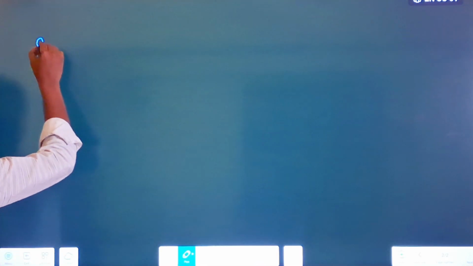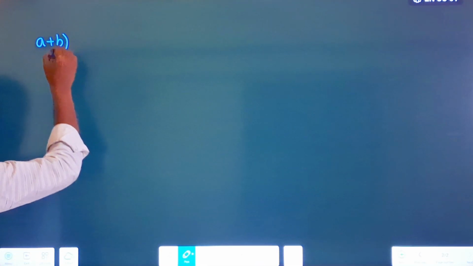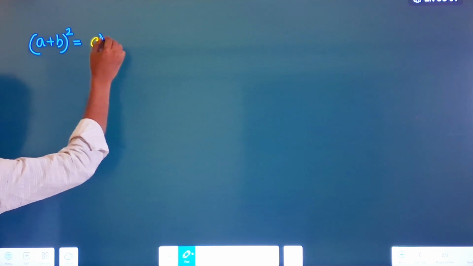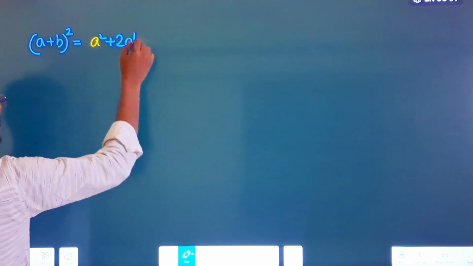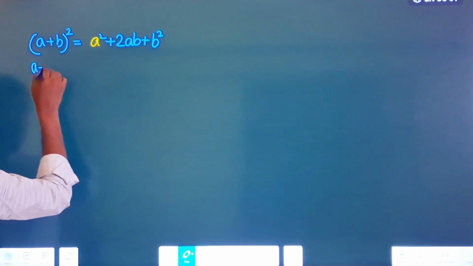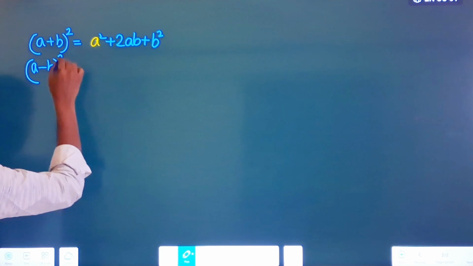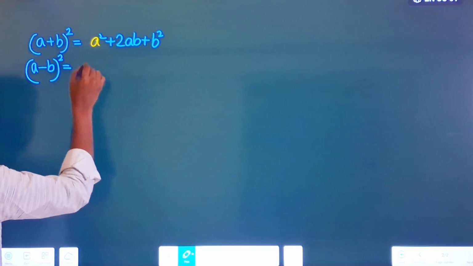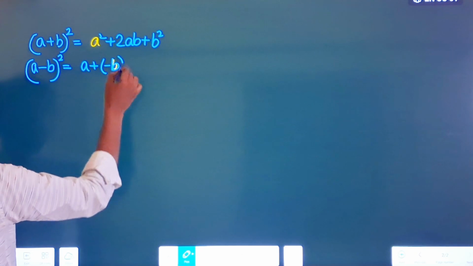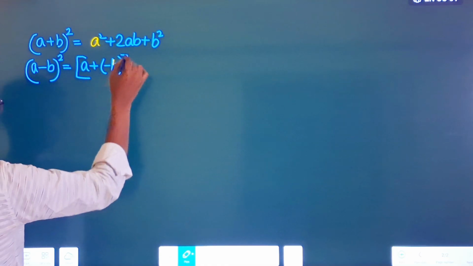You know what is the formula of (a + b)^2. Okay, what is the formula? It is a^2 + 2ab + what? Plus b^2. Now you have to find (a - b)^2. So it is very easy. Why? Because we write a plus-minus b, (a ± b)^2.